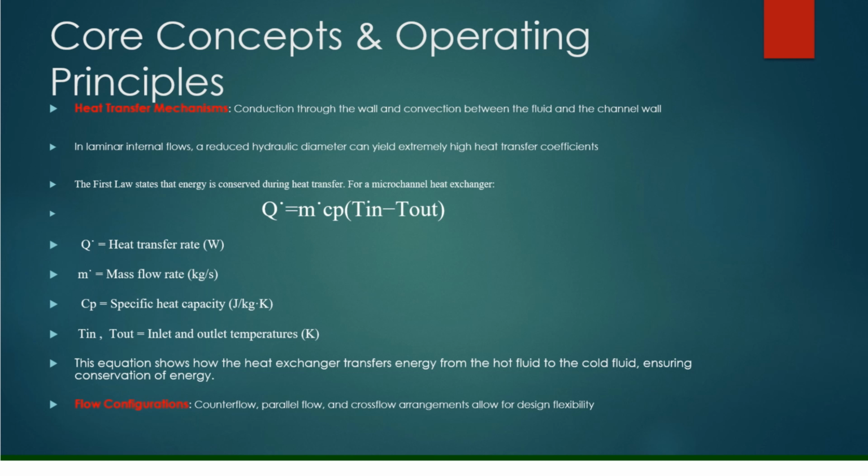Alright, let's get a bit technical, but in a fun way. Heat moves in three ways: conduction, convection, and radiation. Microchannel heat exchangers mostly rely on conduction and convection. Conduction being heat moving through the walls, and convection being heat moving between the fluid and the walls.